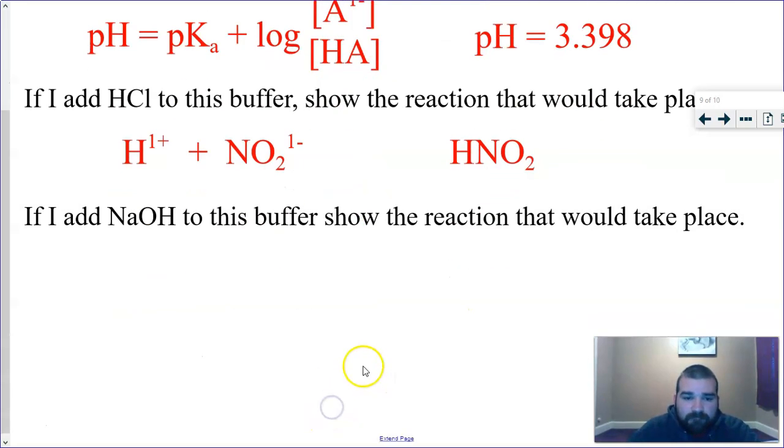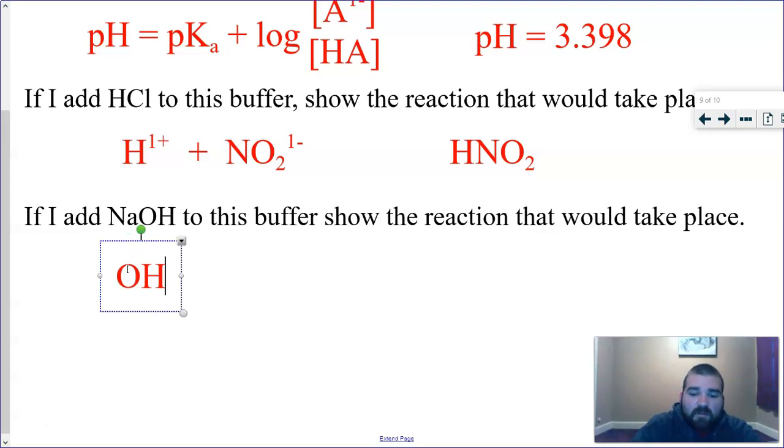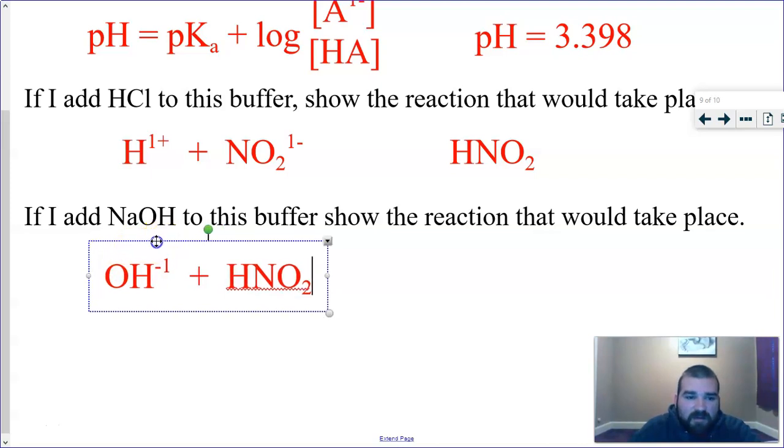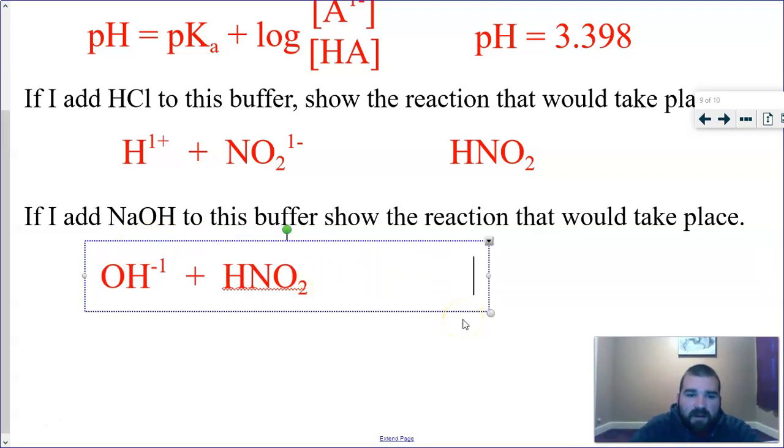On the other side, let's say I added some sodium hydroxide to my buffer. Well, sodium hydroxide is a strong base. And again, we don't care about the sodium, it's a spectator. I'm going to react this with HNO2, which is the acid of my buffer. When these two things react, I'm going to get water.